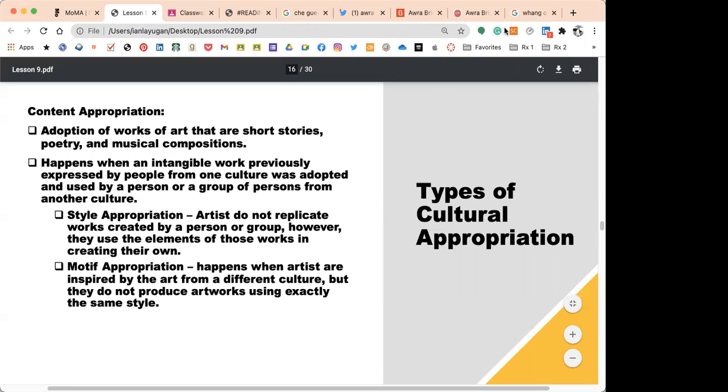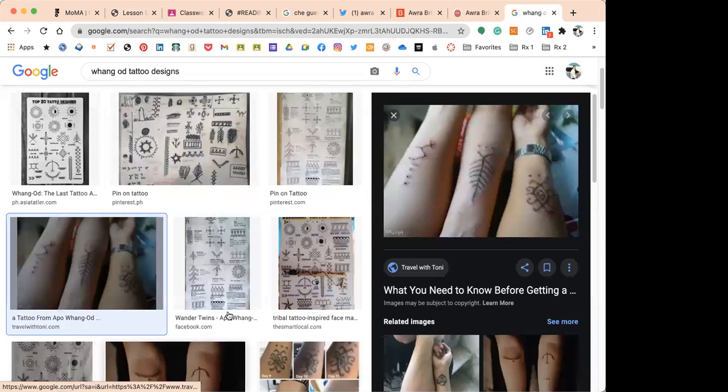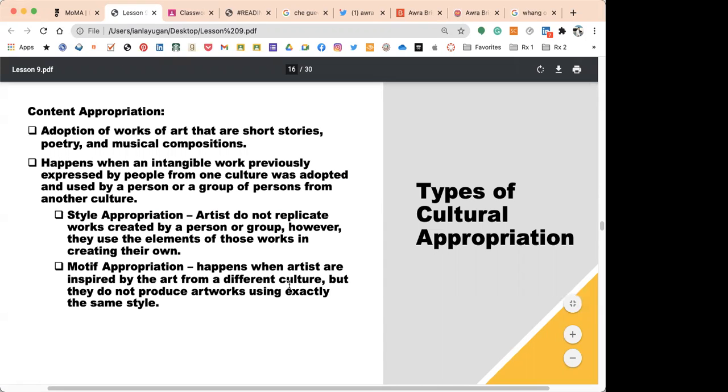Siyempre, it's already style appropriation if there is a new artist who will create tattoos that are two-dimensional lines lang. But if the artist will create something like, I don't know, add colors into it or something, so it becomes totally different. But when you look at it, you are reminded by the works of Wang Od, and that's what you call a motif appropriation.